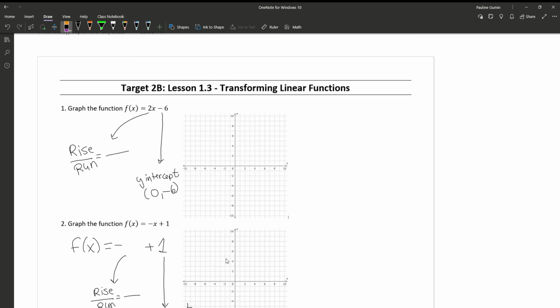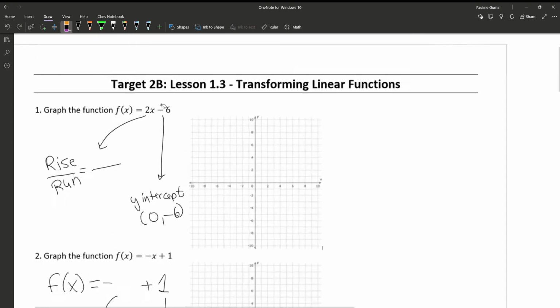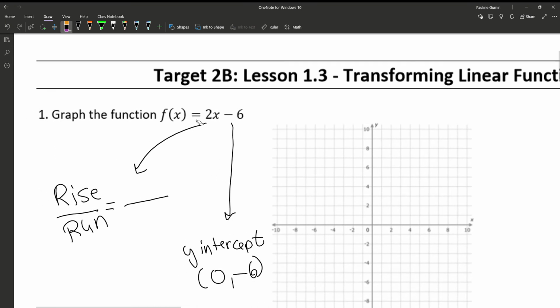Hello, and welcome to a little video about transforming linear functions. First, let's refresh on how we graph linear functions. When we're looking at a linear function, for example this one, f of x equals 2x minus 6, we get two pieces of information from it, which is actually exactly the right amount that we need to graph it.